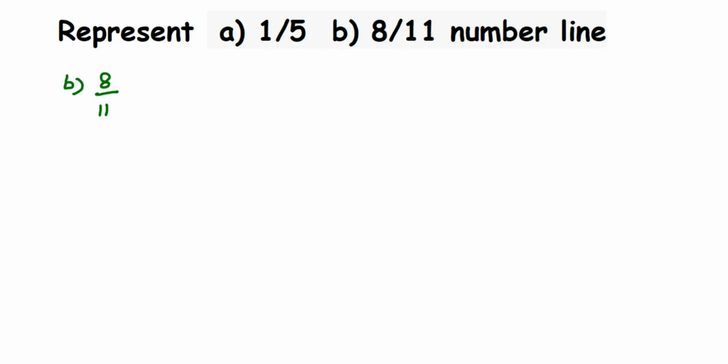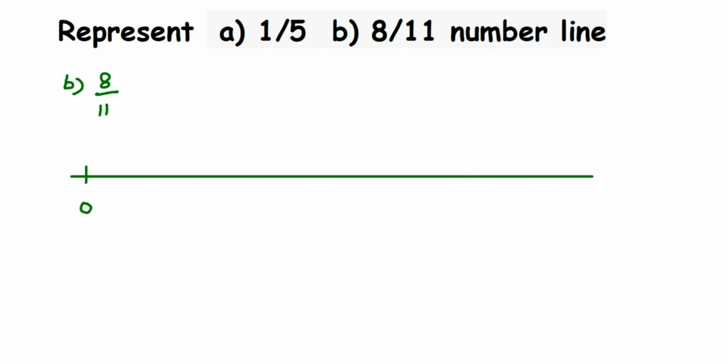Which means we have to make 11 equal parts between each integer, each whole number. From 0 to 1 I have to make 11 equal parts. From 1 to 2 I have to make 11 equal parts, like that. So here I know that 8 by 11 actually lies between 0 to 1. So I'm going to just take the number 0 to 1. So here it is 0 and I'm going to make 11 equal parts. So this is 1, then 2, then 3, 4, 5, 6, 7, 8, 9, 10, and then 11. Here exactly we got 11 equal parts, right?